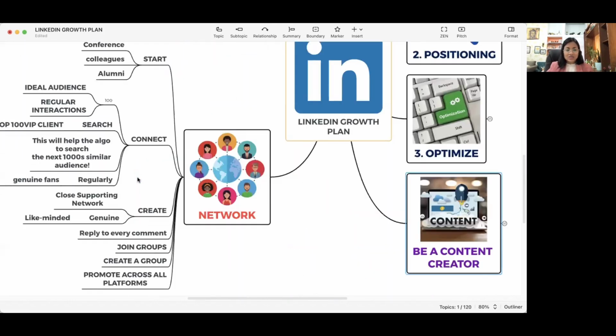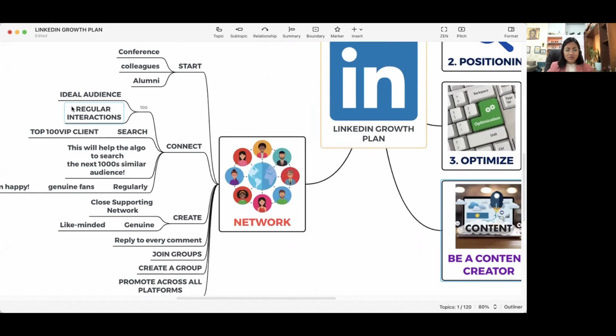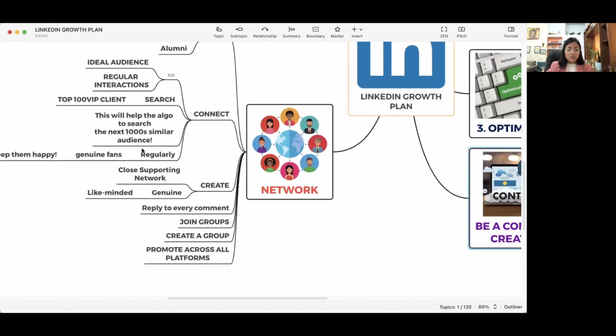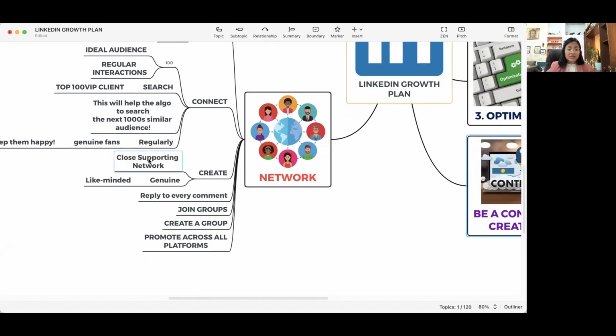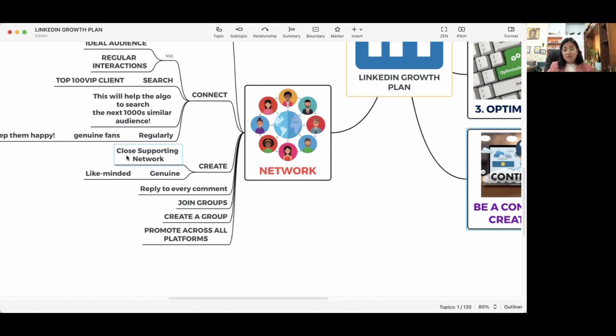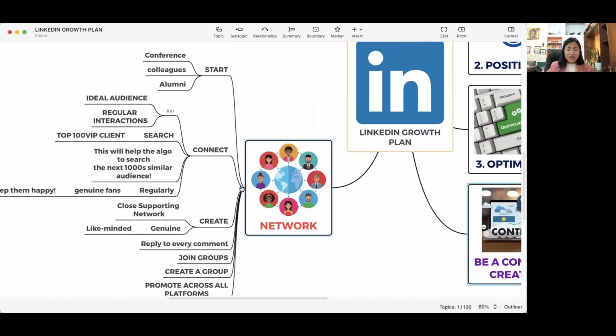And then, of course, it's about networking. You have to start working with your colleagues, alumni, and connect with your ideal audience. Imagine you have to search on LinkedIn your top 100 VIP clients. This will help the algorithm to search your next 1,000 similar audience. If you can find 100, LinkedIn will search 1,000 for you. So you have to connect with more and more people who would be interested in your content. Next, you have to create a network of genuine people who are interested in your work and in whose work you are interested, so you can mutually grow and learn together. You can join groups, create a group, promote across all platforms. So these are the different ways of networking.